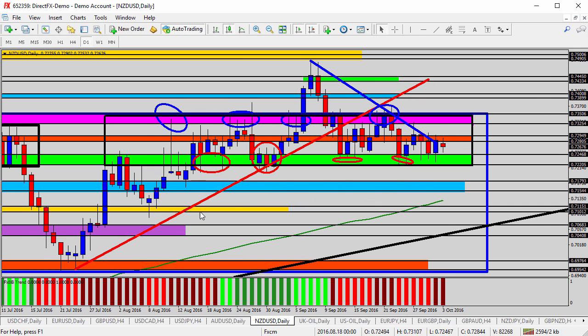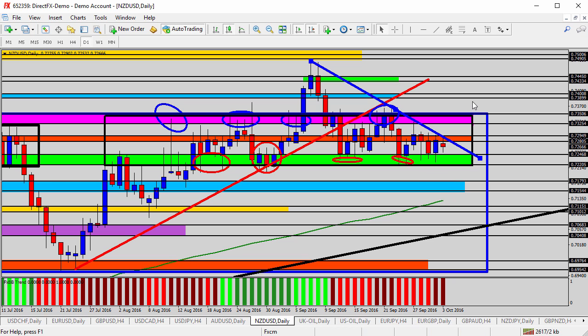Zoom it in one time. There it is. Look at the red circles, the blue circles. We've seen consistent market behavior. At some point, it's going to break out of this cycle, this pattern that we've been in here for the New Zealand dollar. Right now, it's just holding right underneath that blue trend line. 1, 2, 3, 4, 5 days now. Holding underneath the orange zone, the blue trend line, falling blue trend line.